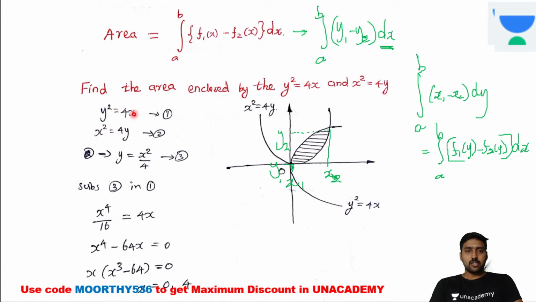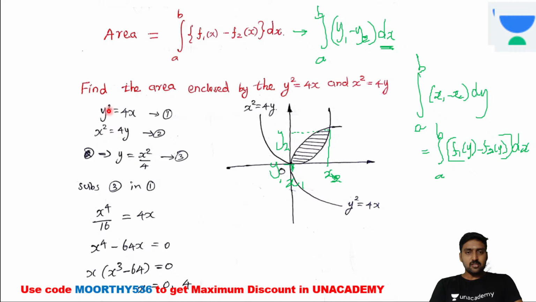First equation: y square is equal to 4x. From the second equation, y is substituted in terms of x, therefore y is equal to x square divided by 4. This y is substituted into equation number 1. From 2 we are identifying 3. This 3 is substituted into equation 1.